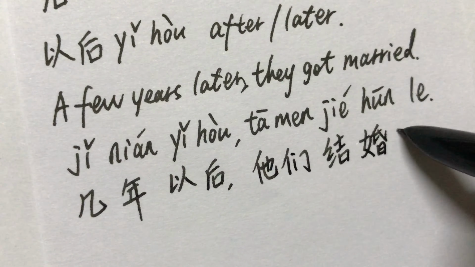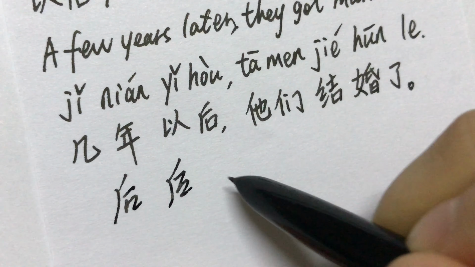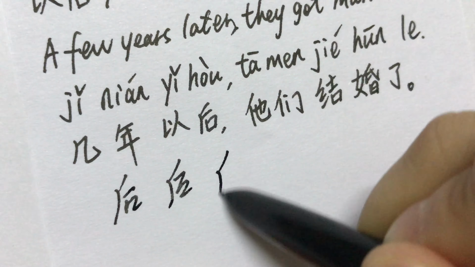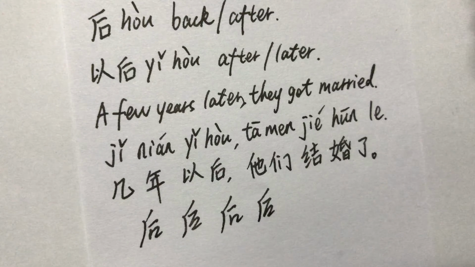Now let's write "ho" in cursive. Ho. Ho, back, after, 以后 after, later. A few years later, they got married.